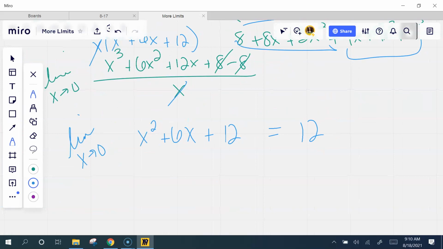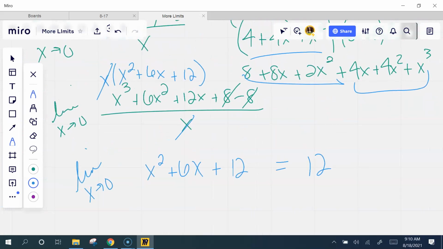Well, once the 8's canceled, everybody had an x to give. I've got 3 x's, 2 x's, and 1. Whenever everybody had an x to give, yes, you can factor the x out as a GCF and then cancel it.